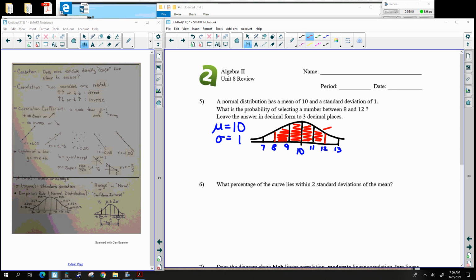Again, going back to those percentages, this would be 13.5, 34, 34, and 13.5. Add those up, and we come up with 95%. They want this as a decimal, so this would be 0.95.